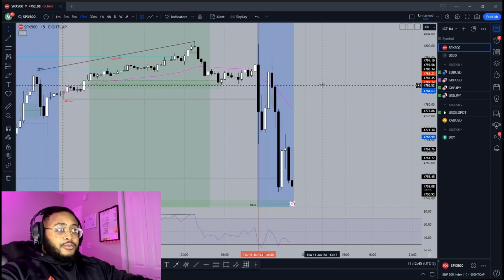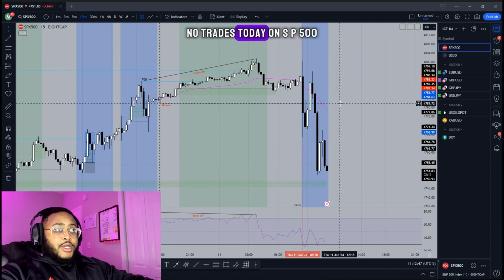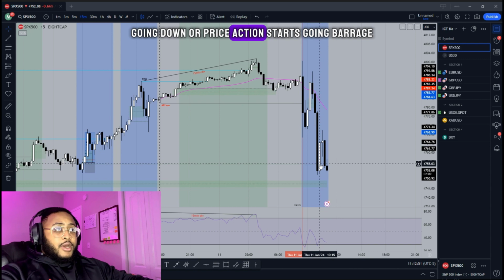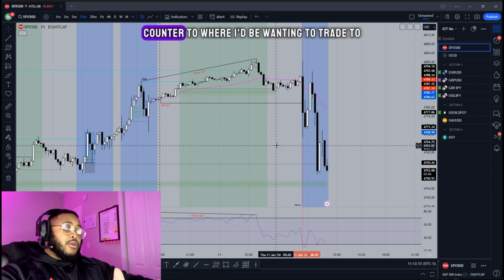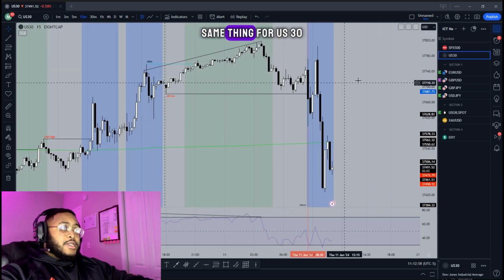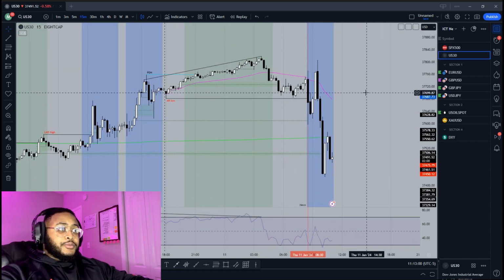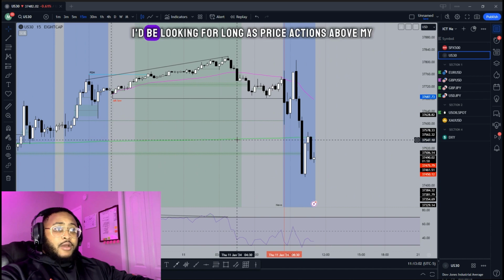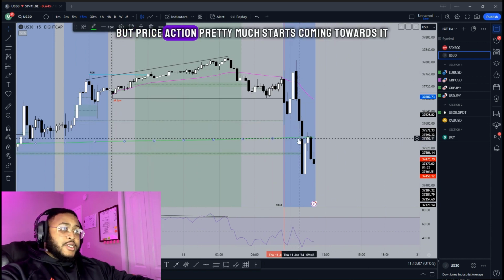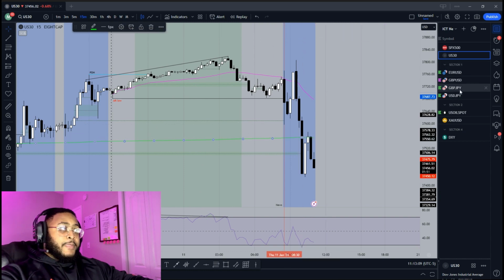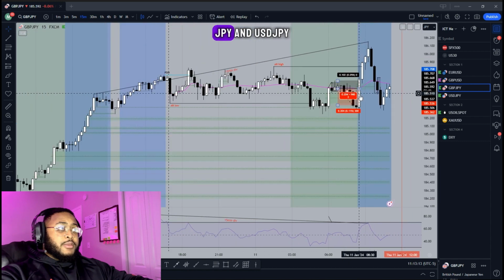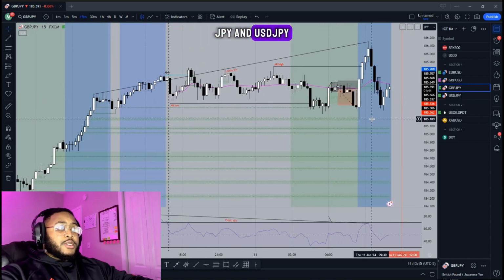So, no trades today on S&P 500. Price action starts going bearish, counter to where I'd be wanting to trade. Same thing for US 30. I'd be looking for longs as price action is above my daily anchor VWAP, but price action pretty much starts coming towards it. So the two things on my watch list today were GBPJPY and USDJPY.